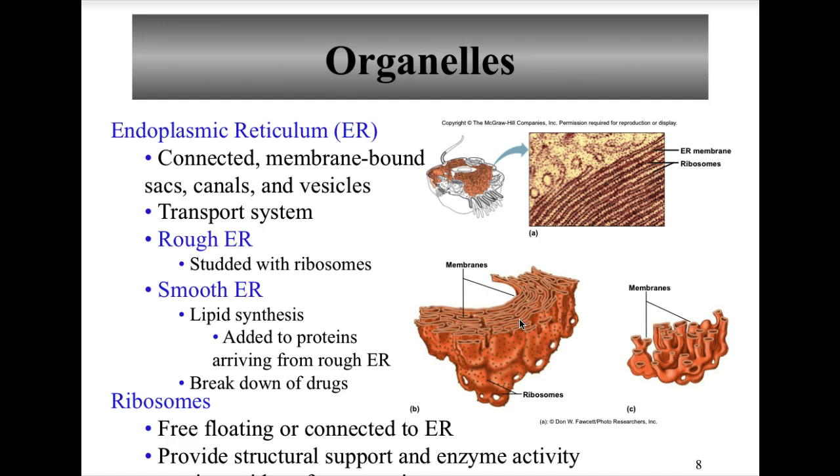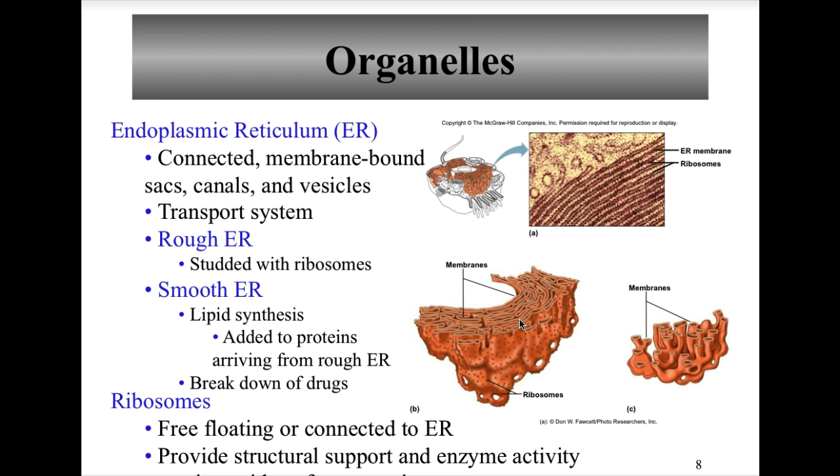Basically, the difference between the two is that the rough ER is studded with ribosomes, and it's going to play an important role in the functioning of protein synthesis. Smooth ER is smooth because it lacks ribosomes, and its important role is the synthesis of lipids and cholesterol synthesis. It also helps store calcium ions, and we'll talk about calcium ions when we get into muscle contraction. And it's also abundant in liver cells, where you have hepatocytes.